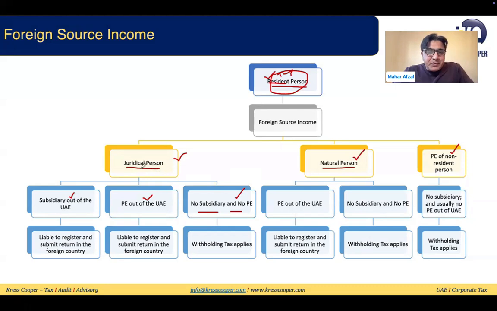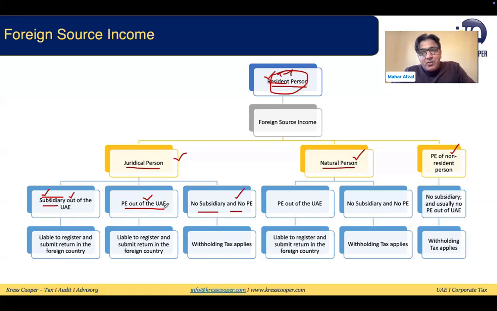So the juridical persons who are resident juridical persons can have a subsidiary, or a full-fledged company out of the UAE that is being controlled and managed from here. There is a possibility they have one more company out of the UAE. They may have a branch or fixed establishment which becomes a PE out of the UAE. Or they have no subsidiary, no company, no PE, and still they are generating income out of the UAE.